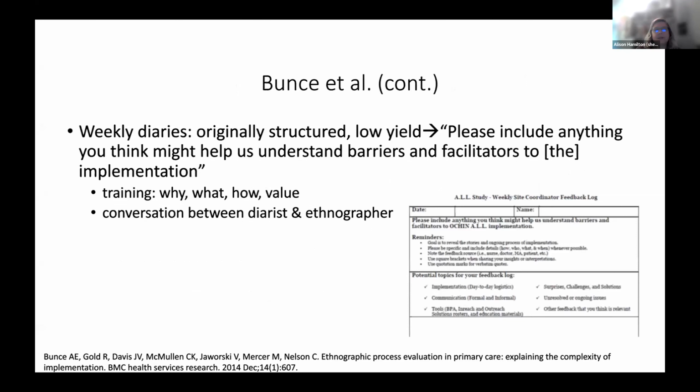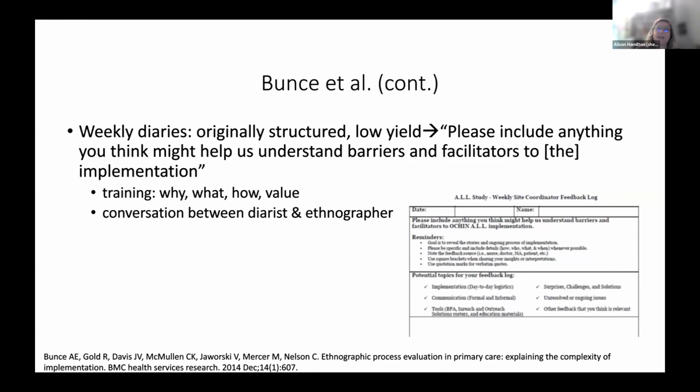And they used this weekly site coordinator feedback log. At first, I hope I'm capturing this correctly, they started with a pretty structured approach to keeping diaries, and they found that they just weren't getting what they needed from them. They got a pretty low yield. So they opened it up. They opened up the question and the approach to say, include anything in this log that might help us understand barriers and facilitators to implementation of whatever the evidence-based practice is.